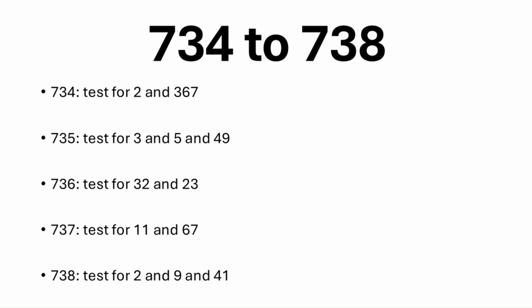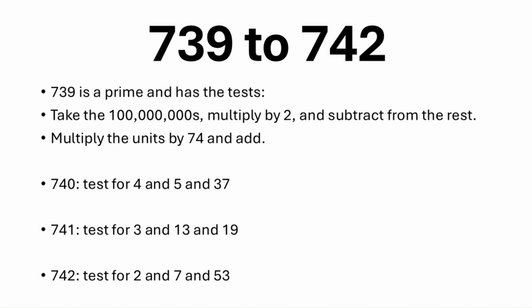734, test for 2 and 367. 735, test for 3 and 5 and 49. 736, test for 32 and 23. 737, test for 11 and 67. 738, test for 2 and 9 and 41. 739 is a prime and has the tests. Take the 100 millions, multiply by 2, and subtract from the rest. Multiply the units by 74 and add.